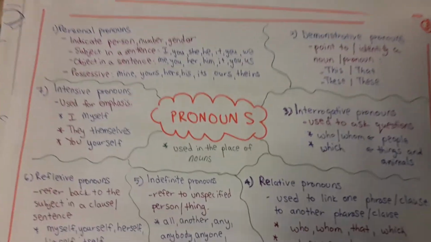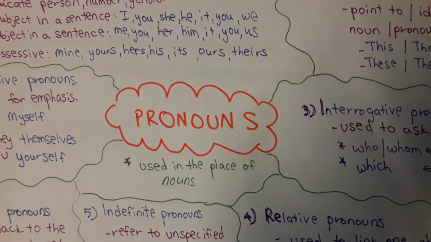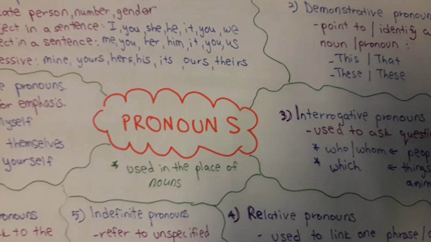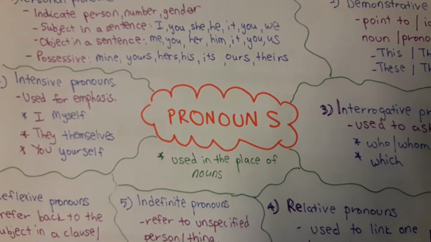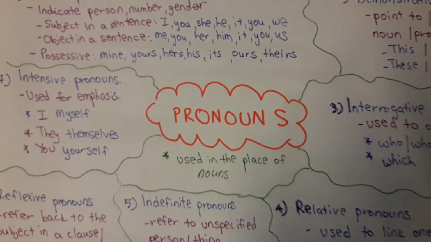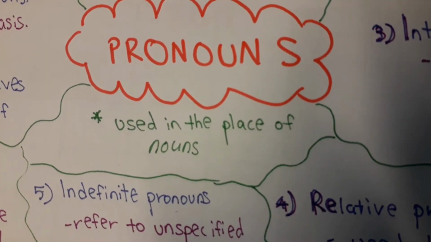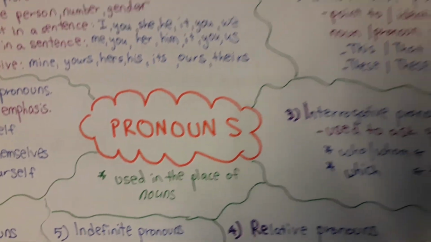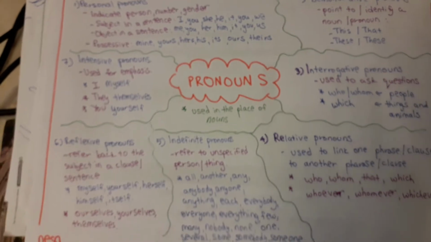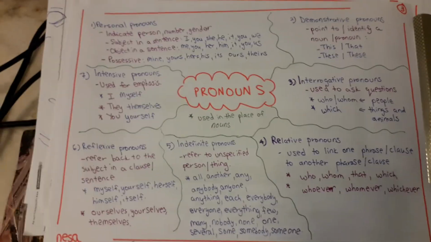So today, the item I want to address is pronouns. Now, a brief definition for pronouns is that pronouns are words which are used in the place of nouns. And in this instance, I want to explain to you the 7 types of pronouns.